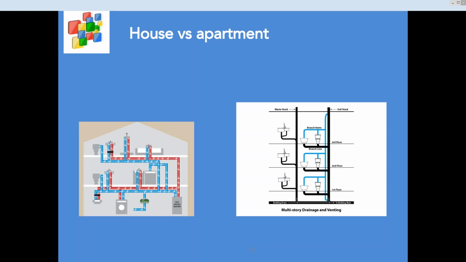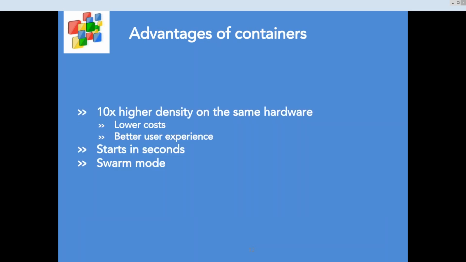It is shared to the extent that everybody uses the same HVAC, the same plumbing, the same security system, and therefore you can achieve much higher density in an apartment building than you can in a house environment. And density is the name of the game here. It's not uncommon to achieve 10 times more density in containers than in a typical VM environment. So again, this is higher density on the same hardware, lower cost, better user experience.